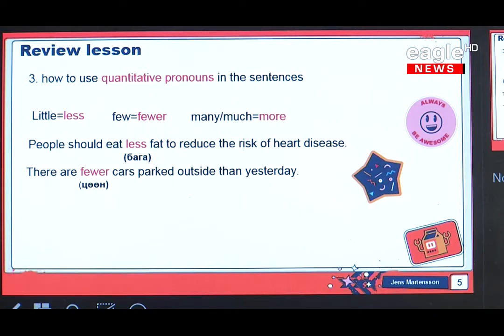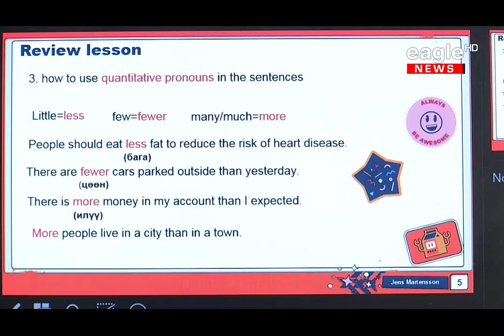Next, quantitative pronouns are many, much. Their comparative form is more. For example, there is more money in my account than I expected. Next example, more people live in a city than in a town. You will see translations under the quantitative pronouns.